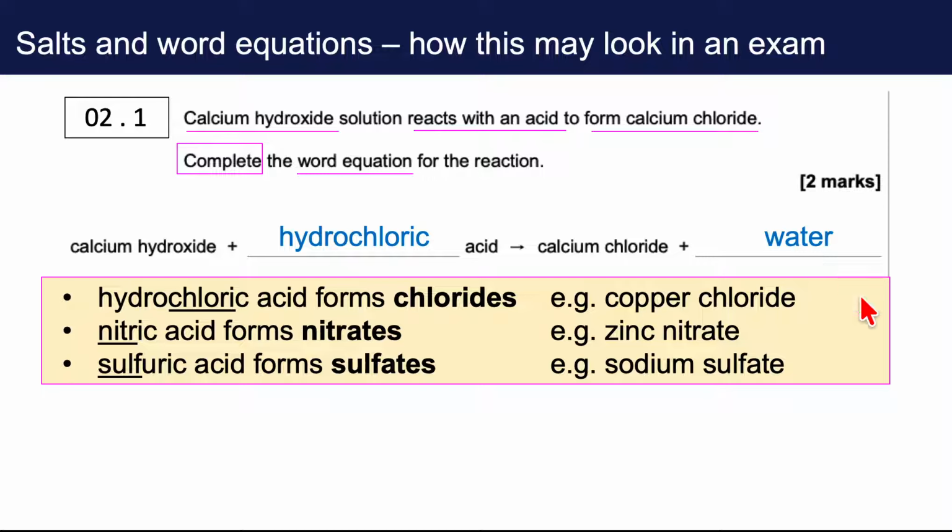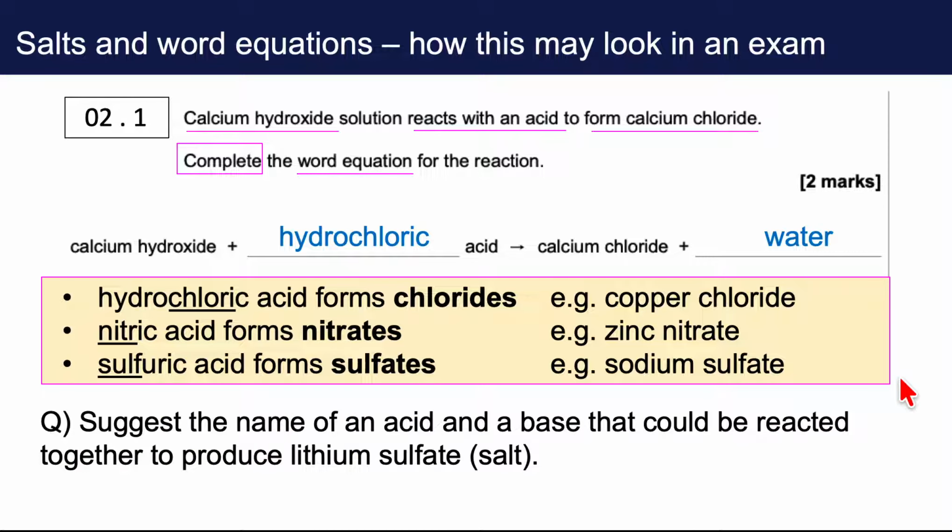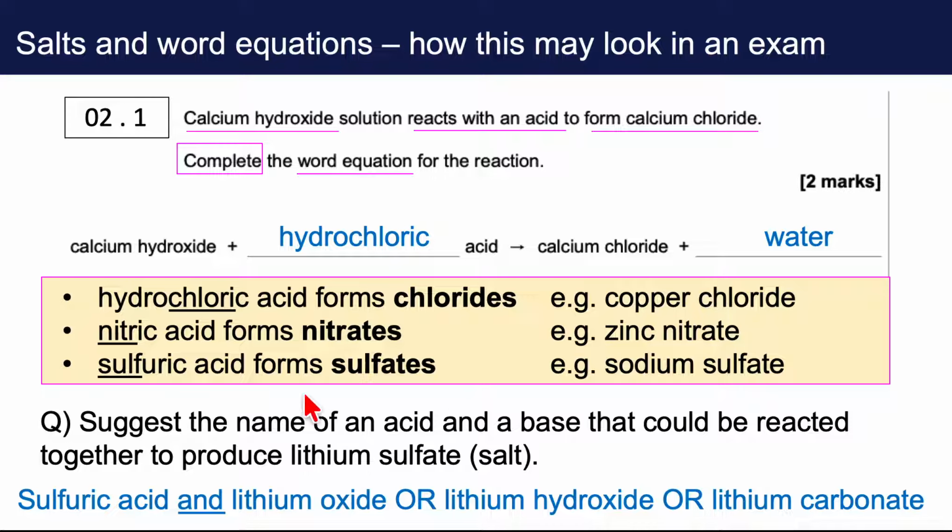1 mark for each. Have a little think yourselves at what acid and base would be needed to produce the salt lithium sulfate. Pause the video, have a little think, and I'll review in a moment. So we would require sulfuric acid because it's lithium sulfate that we're trying to produce, and possible bases are lithium oxide, lithium hydroxide, or lithium carbonate. They've all got lithium in to produce our salt, lithium sulfate, and obviously bases are normally oxides, hydroxides, or carbonates.